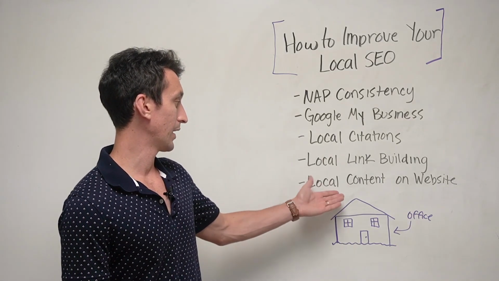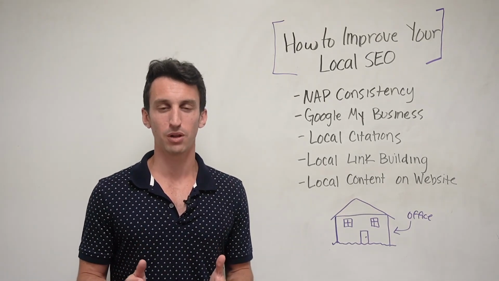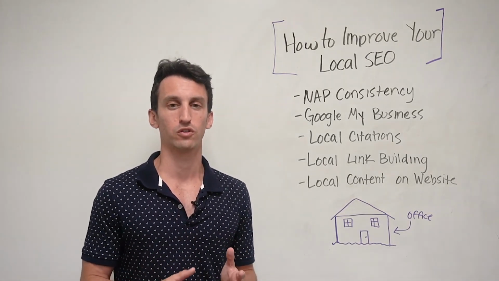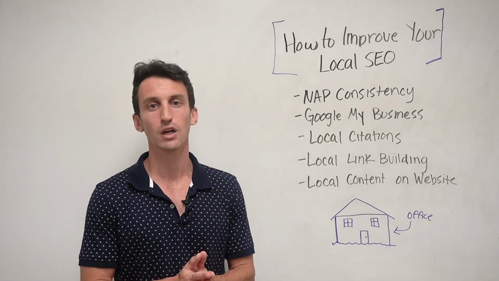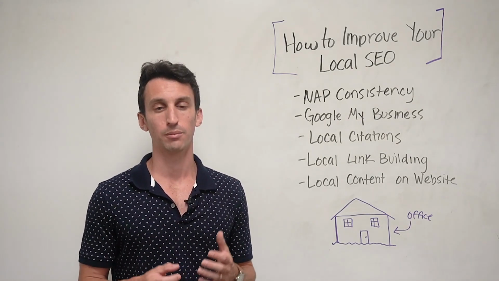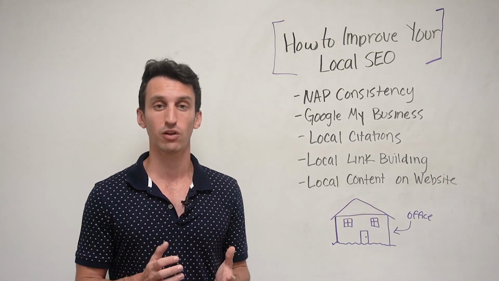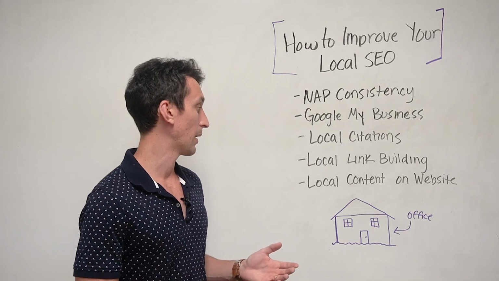And then last but not least, local content on the website. Don't create blogs just for the hell of it. Don't keyword stuff to try and get these different suburbs in there. Just make it natural. When you have your address listed out, Google's going to know where you're located. But the more detailed local information you can include, the better.